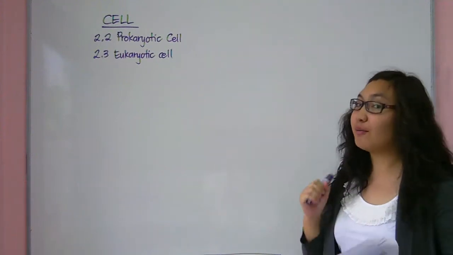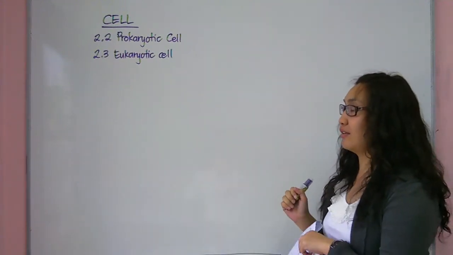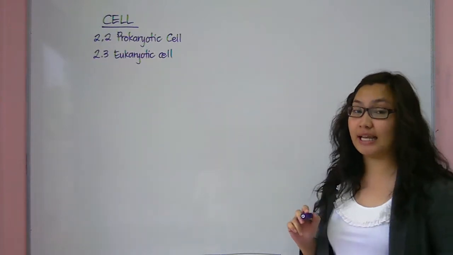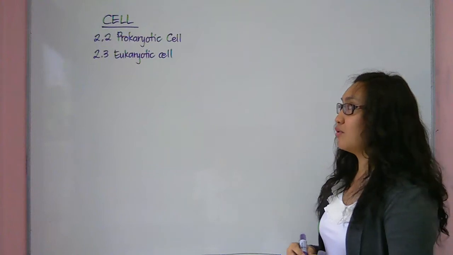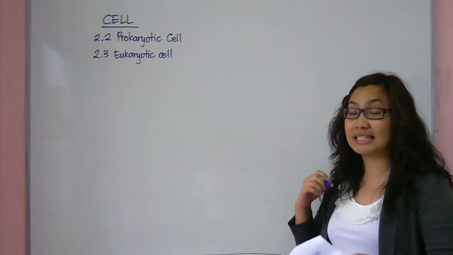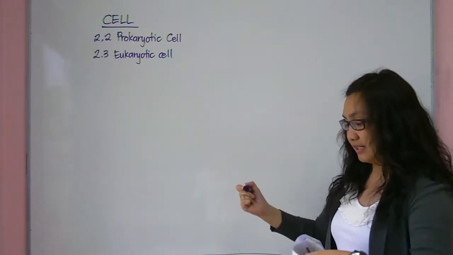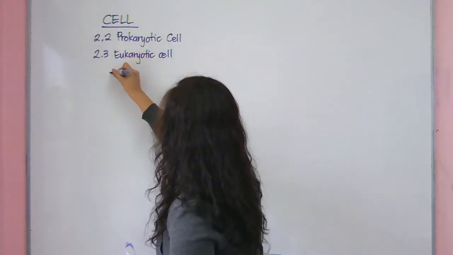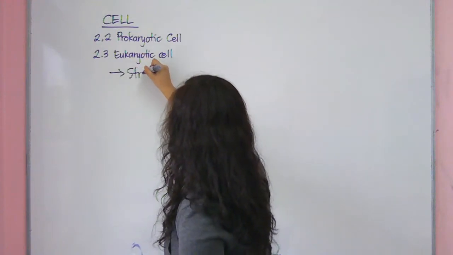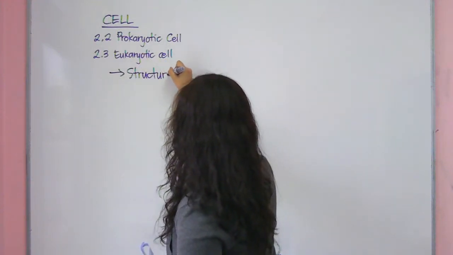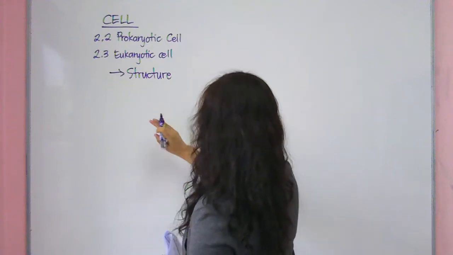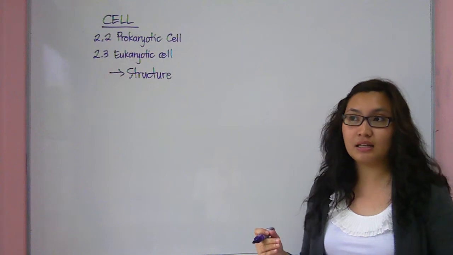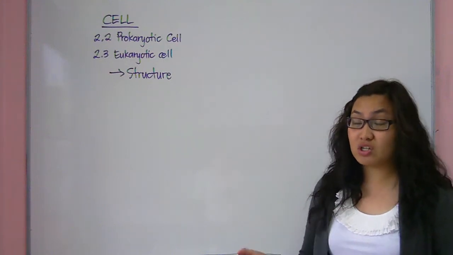Now we are going to discuss the different structures of cells, namely the prokaryotic cell and the eukaryotic cell. The most important thing to discuss in this area is that students need to know the difference in their structures. It is very important, because this is one of the most common questions asked in IB, especially in the essay question.